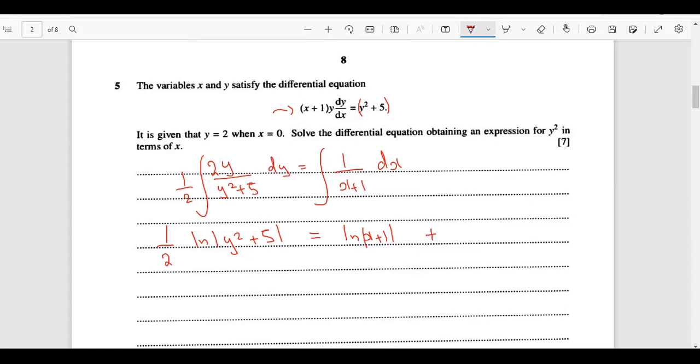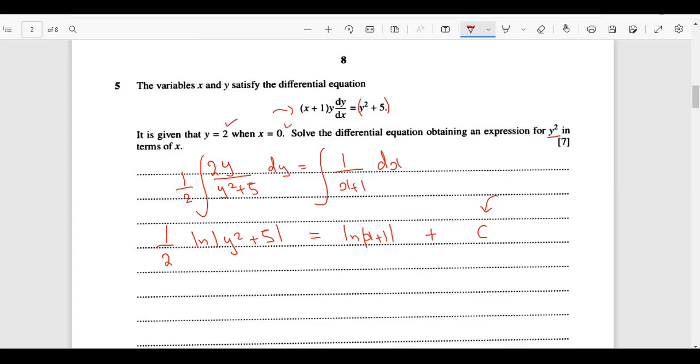Now I'll write down C here. But since in these questions we are trying to find the equation, at the end I would be cancelling out this natural log because I need an expression for y squared in terms of x. So whatever constant I get, I would try writing it in terms of ln something. Let's find the value of C first, then I'll tell you. So can you work out the value of C?